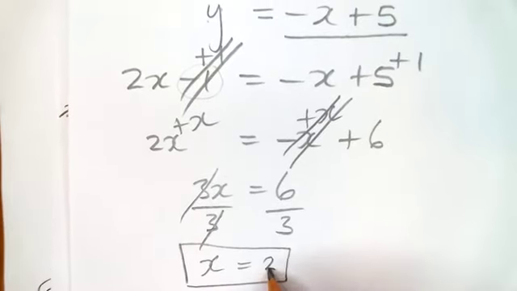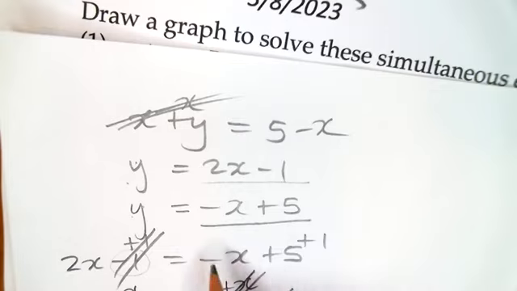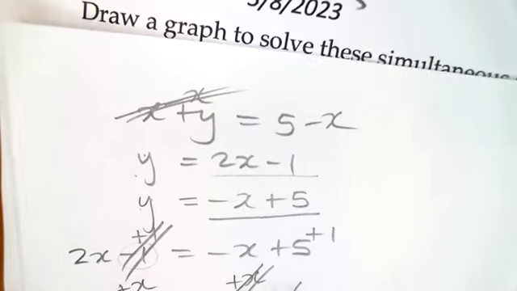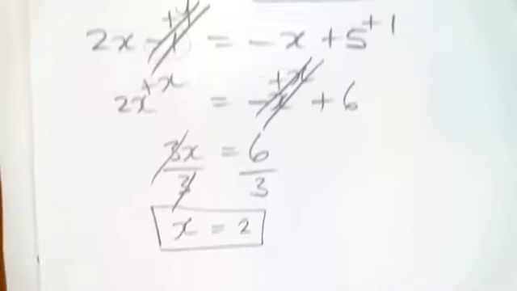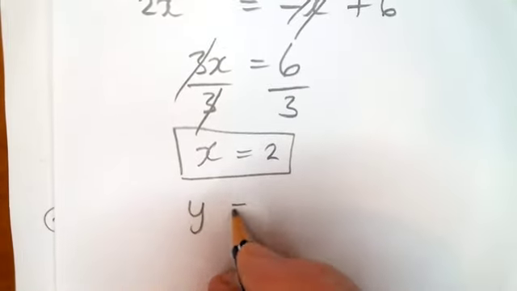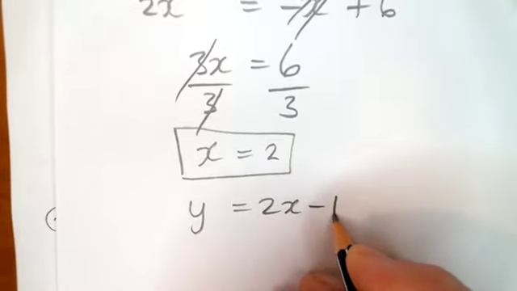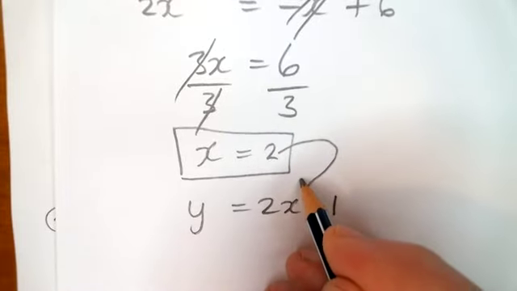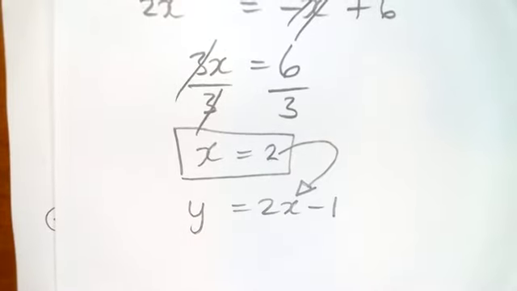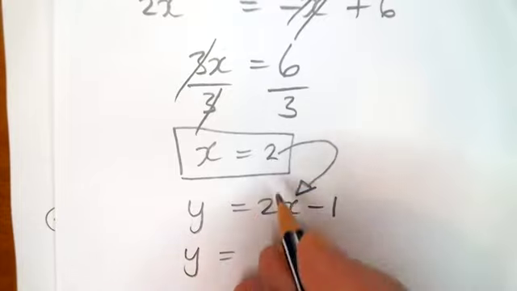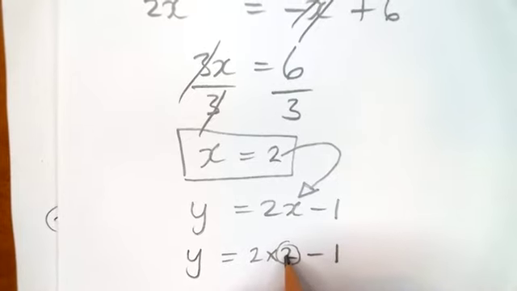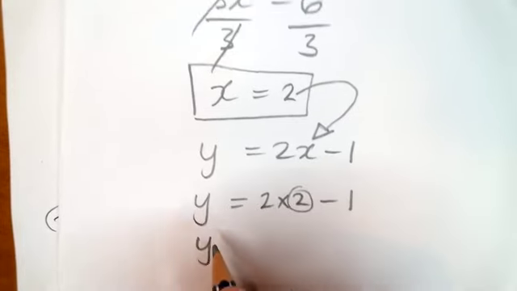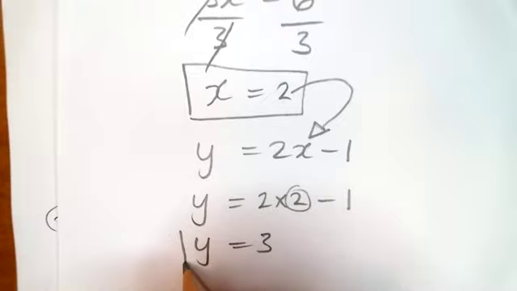Now I'm going to take that x is 2 and plonk it into either of the other equations. Does not matter what I do. I'm going to just take the first one. y is 2x minus 1. And I'm going to substitute that 2 straight into the equation there. So y is equal to 2 times 2, there it is, minus 1. Well, 2 times 2 is 4. Minus 1 is 3. So y is equal to 3.